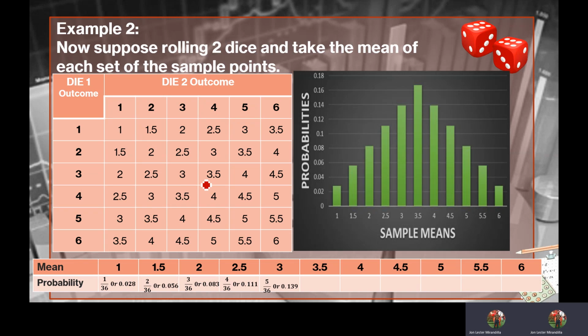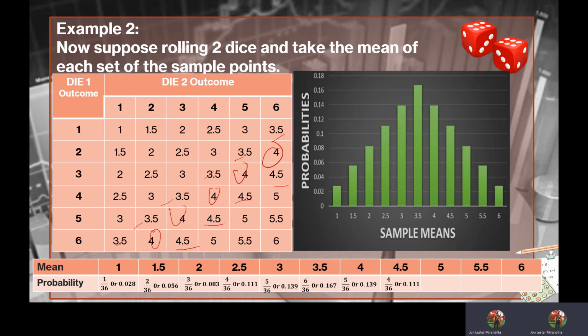How about 3.5? Bilangin natin. 1, 2, 3, 4, 5, 6. So, the probability of getting 3.5 is 6 out of 36. So, 6 divided by 36 is equal to 0.167. How about the probability of getting the mean of 4? We have ilan? 1, 2, 3, 4, 5. Limang beses. So, 5 out of 36 is 0.139. How about si 4.5? We have 1, 2, 3, 4. Apat na beses. So, 4 divided by 36 is equal to 0.111.